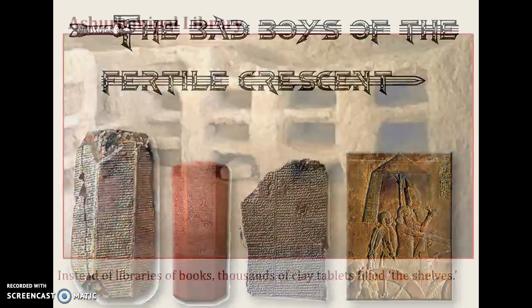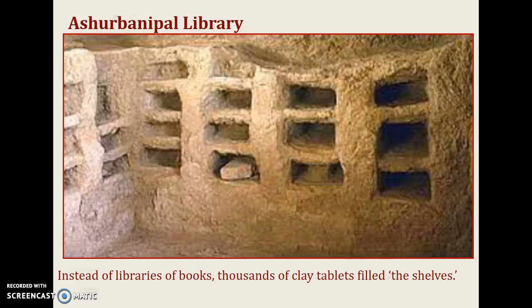Now the Assyrians did develop the world's first libraries. And instead of books, as you can see here in the library at Ashurbanipal, they used clay tablets, and these are the shells, if you will, of these libraries. So even though they were mighty warriors, they were also concerned about preserving literature, the things they had written down, etc.